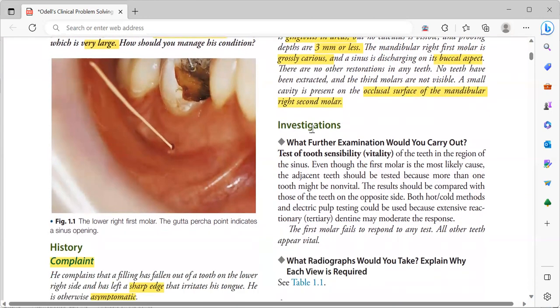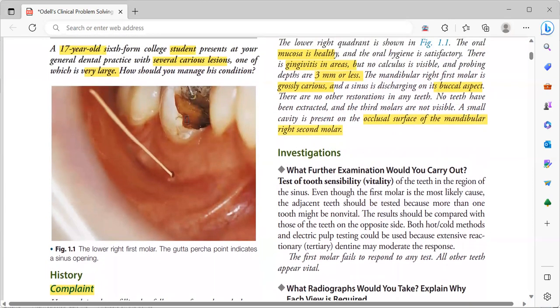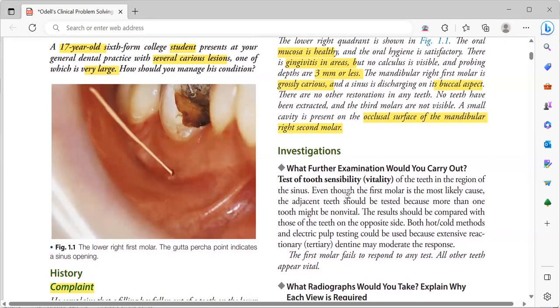So, what investigations would you do? For any caries, the best investigation to start with is the cold test, right? A test of tooth sensibility, meaning the vitality of the teeth in the region of the sinus. We will check all the teeth in that area to find out where the sinus is coming from.